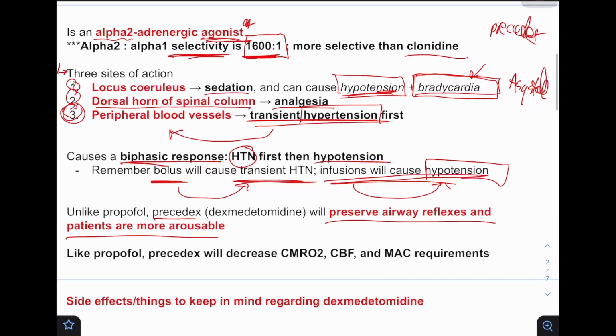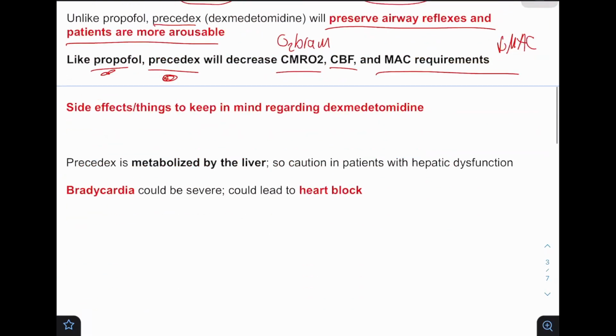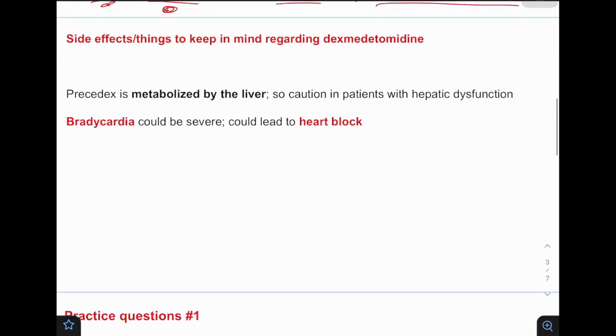Now, like propofol, Precedex will affect CMRO2, or the utilization of oxygen in the brain. Cerebral blood flow will also be decreased and MAC requirements will be decreased. So whether you give propofol or Precedex, you'll pretty much require less sevoflurane during your case because your MAC requirements have diminished.